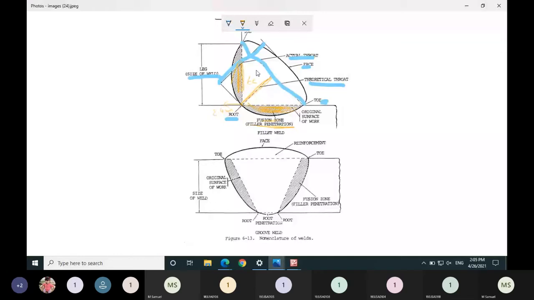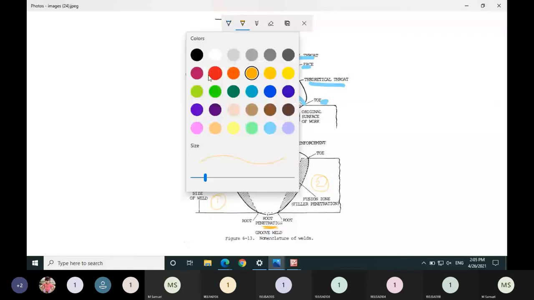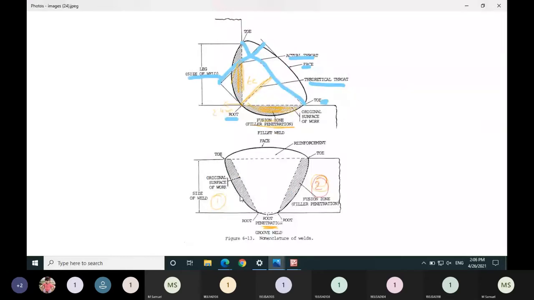And see the figure below, the groove weld. Here also we have fusion penetration, and at the bottom is the root penetration. As you can see, this is plate one and this is plate two, and there is a clear space left between these two plate surfaces, right? You have to allow that gap at the root.